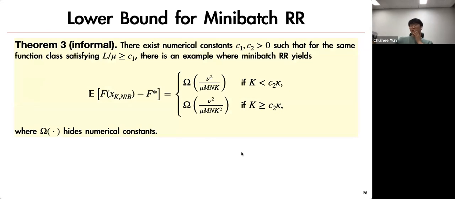Okay, let me now move on to the lower bound. So we consider the same set of functions and assume constant step size, and also that the algorithm always returns the last iterate. Under this setting, we can see that if k is less than a threshold kappa, then the lower bound is in the rate of m and k. However, if you go above that threshold, then the lower bound becomes k squared. So there's a phase transition between the small epoch regime and the large epoch regime at kappa.